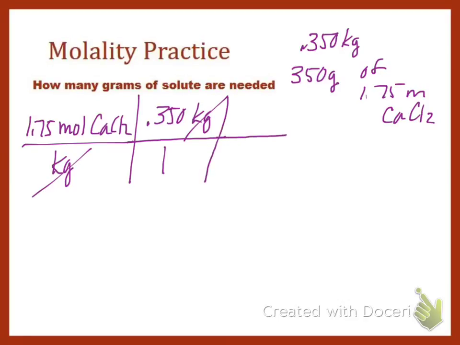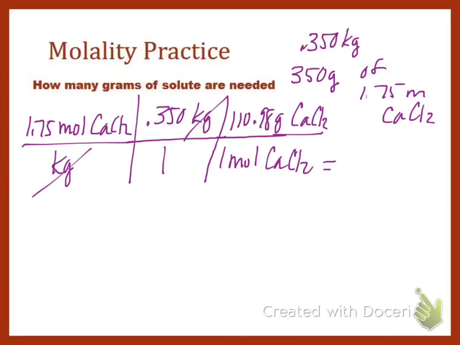So how can I get to grams? Multiply by its molar mass. See how useful molar mass is? Isn't it great? So 40.08 plus 70.9 for chlorine gets 110.98 grams of calcium chloride as its molar mass. So now throw all that in your calculator.